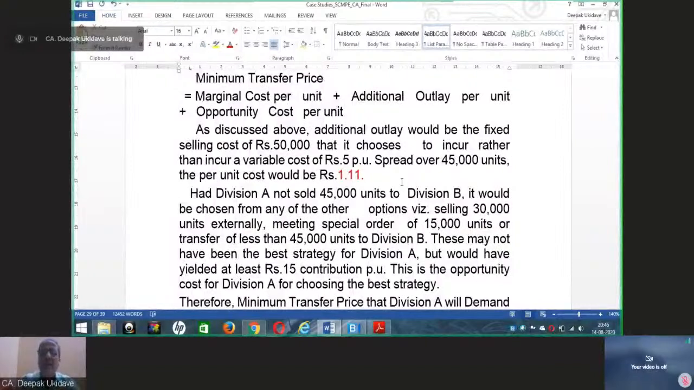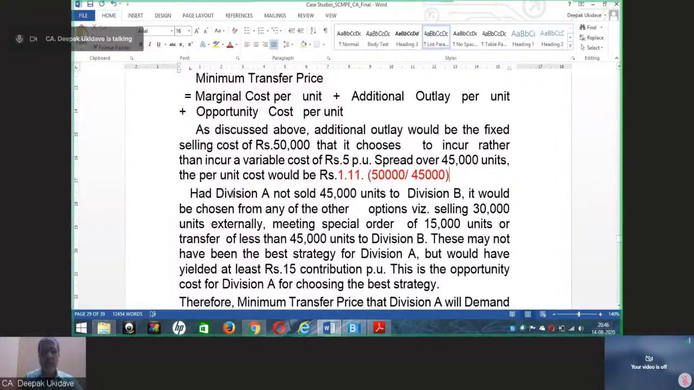Now, in this case, the division A has opted for fixed selling cost of 50,000, and therefore that is spread over 45,000 units, because 50,000 will be charged to 45,000 units only. Special fixed selling cost. So 50,000 upon 45,000 is 1.11. Still, for your better understanding, I am writing this 50,000 divided by 45,000. You can understand this calculation. 1.11 is the additional outlay.